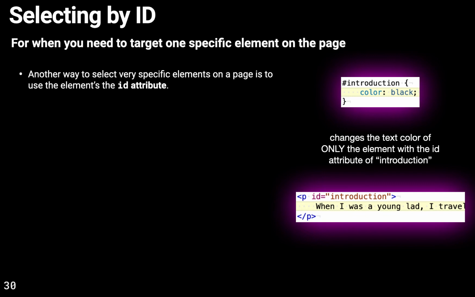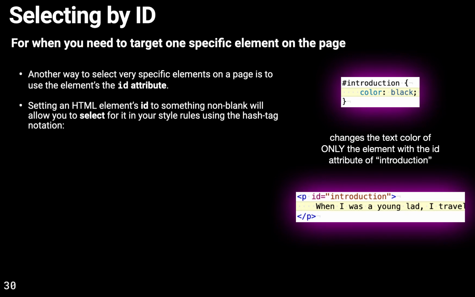So in this example on the right side, we have the ID of this paragraph is the introduction. And I talk about when I was a young lad, something. Up here, we've defined, okay, introduction, the elements that have the ID introduction, I want to change their color to black or whatever, right? So this requires you to set up the HTML ID ahead of time, right? So as long as it's non-blank, it allows you to select for that specific element.